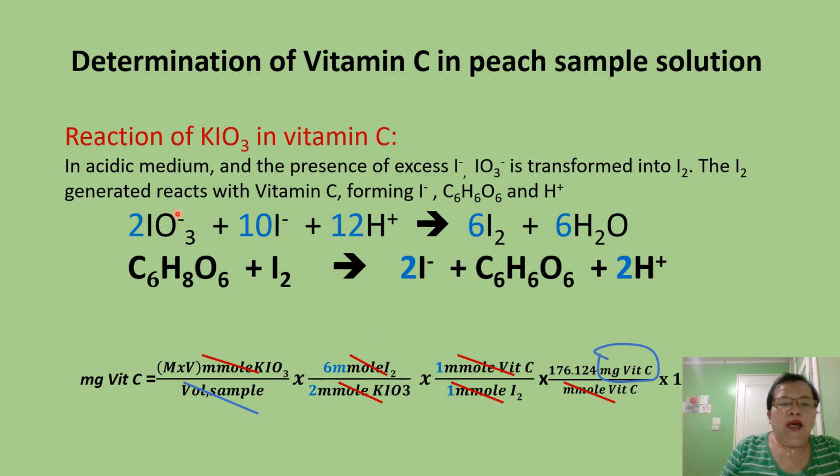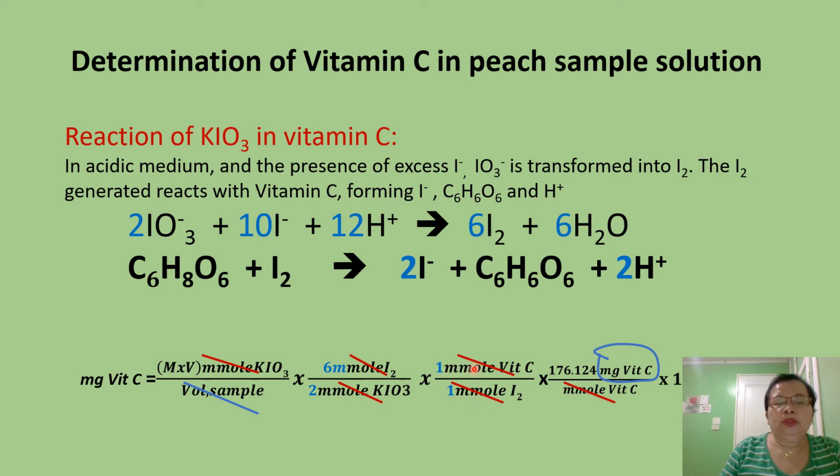Okay, because for every 2 millimole of potassium iodate, this requires 6 millimoles of iodine. That's why we multiply this by 6 over 2. So we can cancel unit of millimole potassium iodate here. Next, we have to cancel millimole iodine using the second equation. We multiply this by 1 over 1 because for every 1 millimole of vitamin C, this requires 1 millimole of iodine. So millimole iodine here cancel.